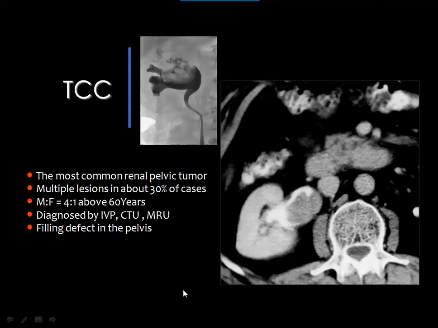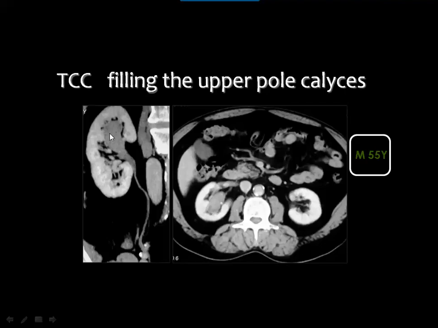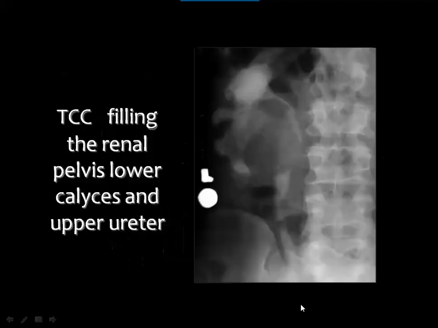The helpful diagnostic tool is that which can show the collecting system well, and this may be obtained by intravenous urography, CT urography, and MR urography. The main diagnostic finding is the presence of a solid renal pelvic mass which is not mobile. And you see a mass in the upper calyces reaching the renal pelvis, and the mass is well seen also in the axial images, and this is diagnostic of transitional cell carcinoma.